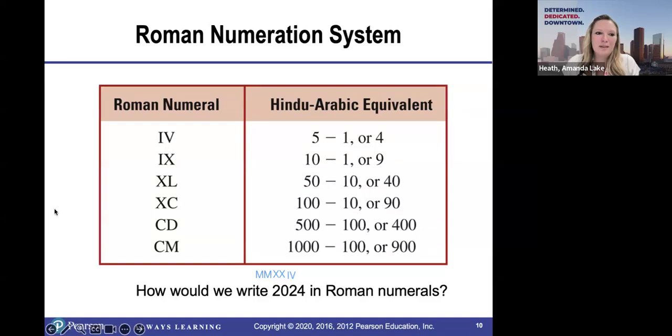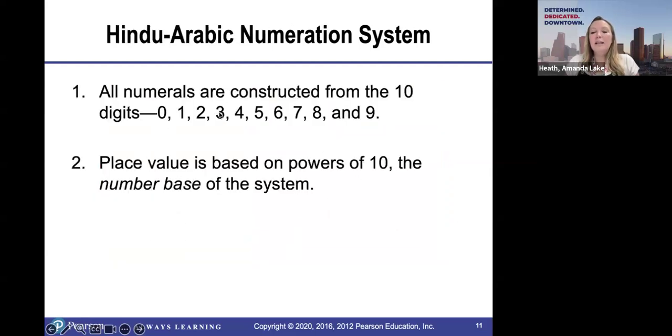All right, so the Hindu-Arabic numeral system is the number system that we use today. All of our digits are constructed from 10 digits, and they start at 0 and end at 9. And the place value system is based on powers of 10, the number base of the system. So we work base 10. And it's actually kind of historically relevant that we use base 10 because we have 10 fingers and 10 toes. So it's easy for us to count in groups of 10, or in powers of 10.